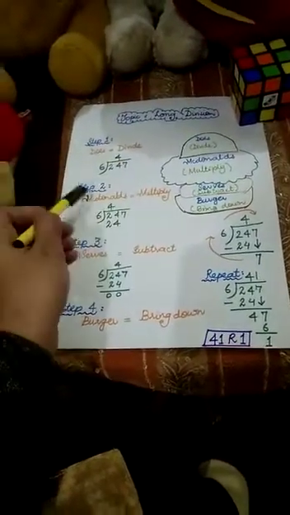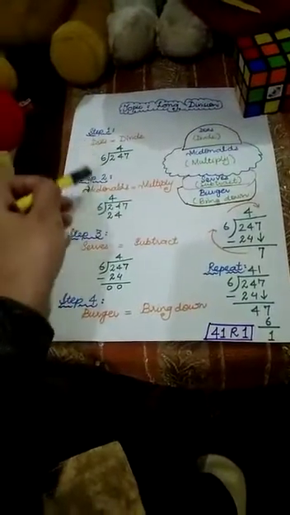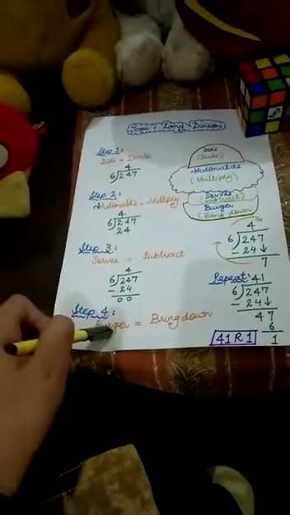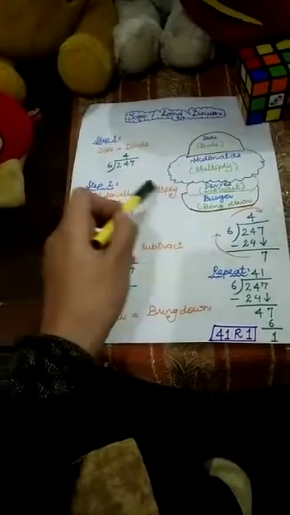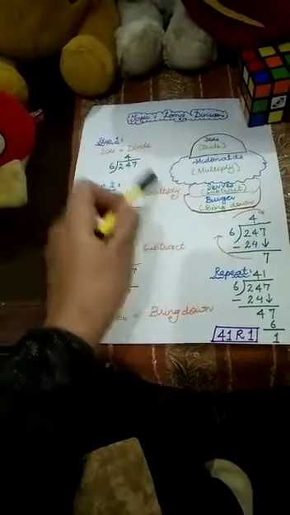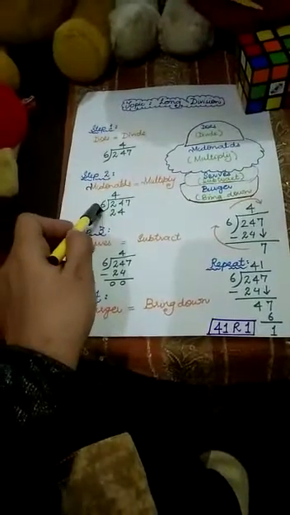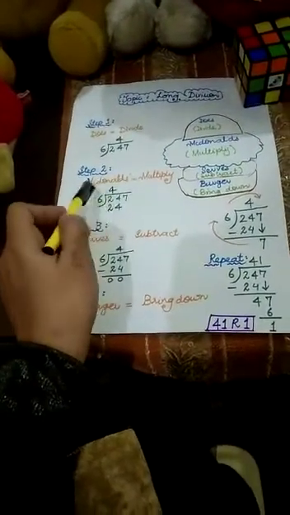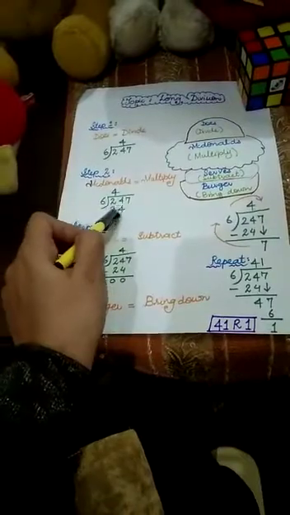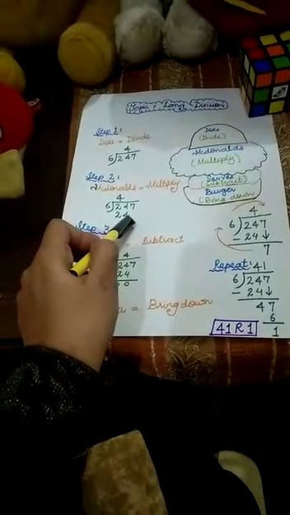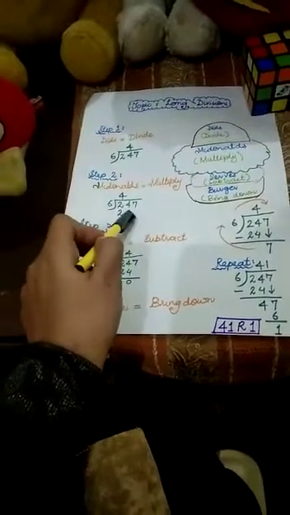Got it? Now step 2. Does McDonald's serve burger? M for multiply, right? After dividing, you have to multiply. Here you have written 4, so 6 fours are 24. You will just multiply and write the answer here, digit by digit, right?